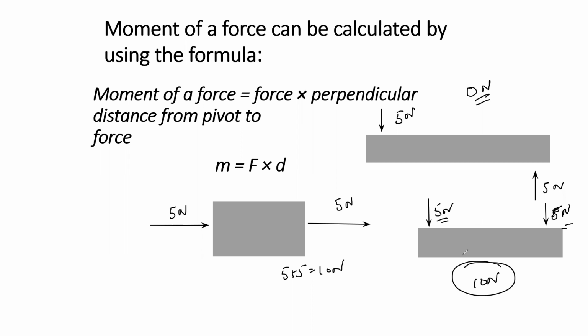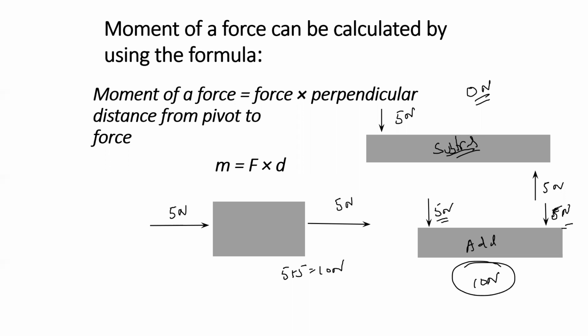When we say the turning effect was 20 Newton meter, but the unit of the force is Newton. So if two forces are acting in the same direction, we will add them. If they are acting in the opposite direction, we will subtract them. Is it clear? Yes, sir.